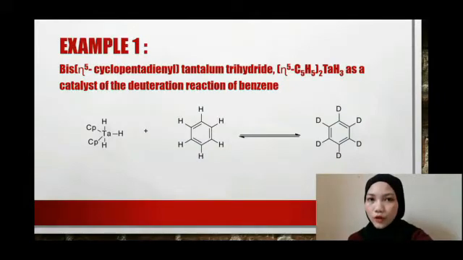I am going to explain the first example, which is bicyclopentadienyl tantalum trihydride as the catalyst for deuteration reaction of benzene. So, what is deuteration reaction of benzene? Deuteration reaction is the replacement of hydrogen atom in the benzene with deuterium atom.